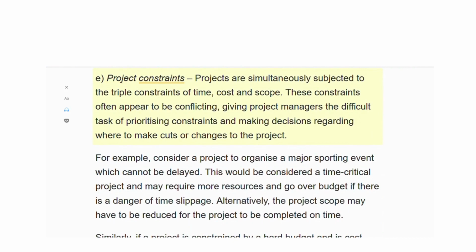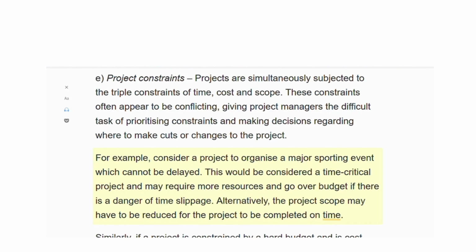E. Project constraints. Projects are simultaneously subjected to the triple constraints of time, cost, and scope. These constraints often appear to be conflicting, giving project managers the difficult task of prioritizing constraints and making decisions regarding where to make cuts or changes to the project. For example, consider a project to organize a major sporting event which cannot be delayed. This would be considered a time-critical project and may require more resources and go over budget if there is a danger of time slippage. Alternatively, the project scope may have to be reduced for the project to be completed on time.